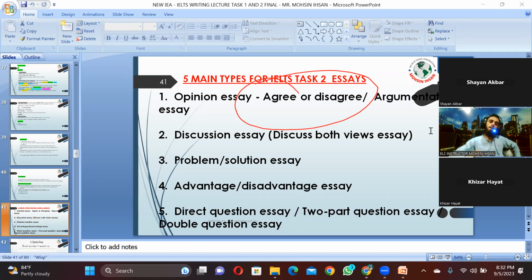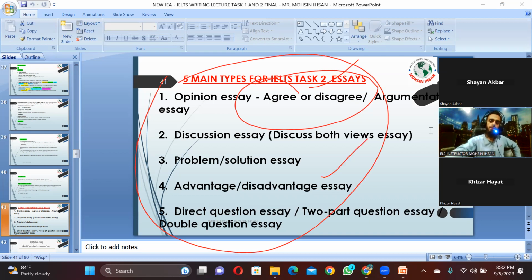Now, these are 5 kinds. The most important one is agreement, disagreement. Another important one is advantages and disadvantages. The third one that is very important is discuss both views. Then the fourth one, you can keep problem and solution. But the most important are agreement, disagreement, advantage, disadvantage, and discuss both views. We are going to discuss all of them briefly.